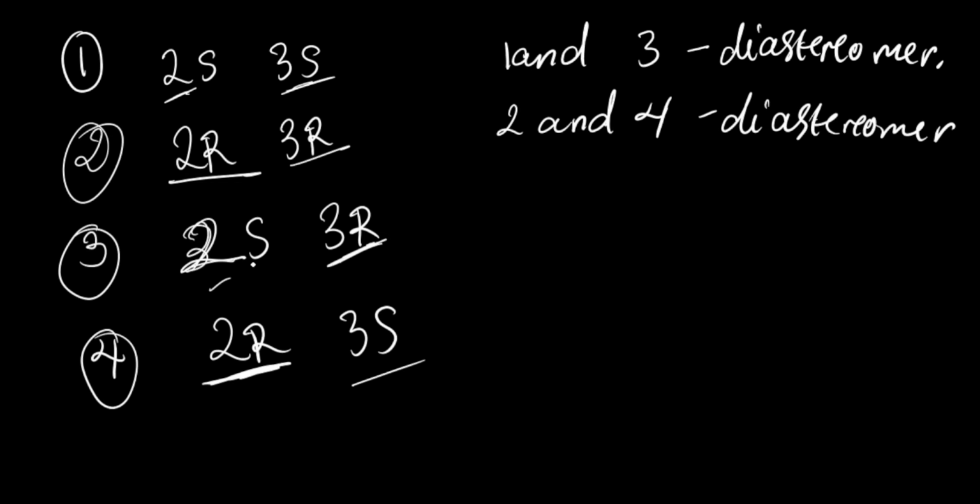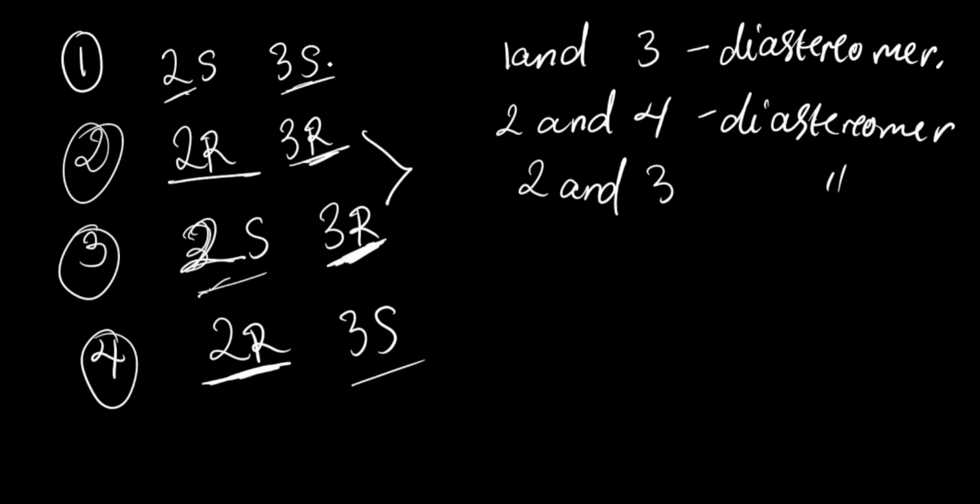Okay? Also notice that 2 and 3 have the same configuration at carbon 3, but different configuration at carbon 2. So 2 and 3 are also diastereomers. They are not enantiomers, they are not mirror images, but they are not identical.